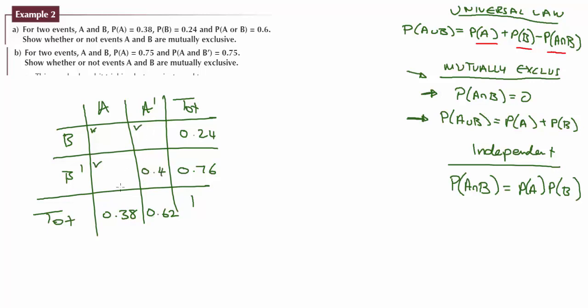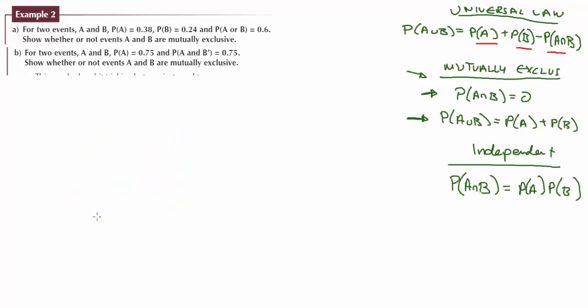Now if we start filling in the values, this is 0.36, which makes this one 0.02. Remember, if it's mutually exclusive, probability of A and B is 0. It's not 0, it's 0.02. So that's the other way you can do it. There's literally two ways. It doesn't matter, both are fine.